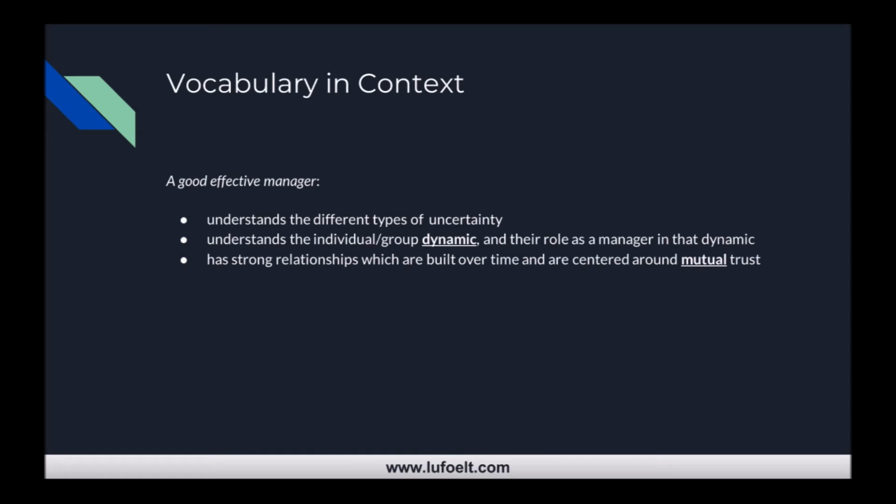A good effective manager has strong relationships which are built over time and centered around mutual trust with the people that they're working with. All right. Also, a good effective manager balances competing interests and effectively makes paradoxical decisions. So these are decisions where it feels like someone has to lose or something has to be sacrificed or lost. That's a paradoxical decision. And good effective managers are very capable. They understand how to make those decisions. All right. And that is something we're going to be looking at in this series.